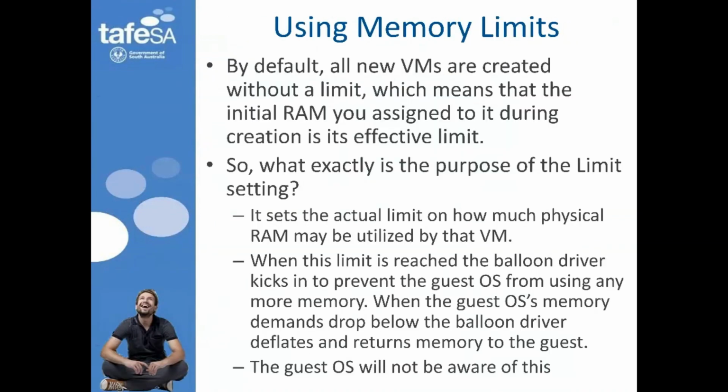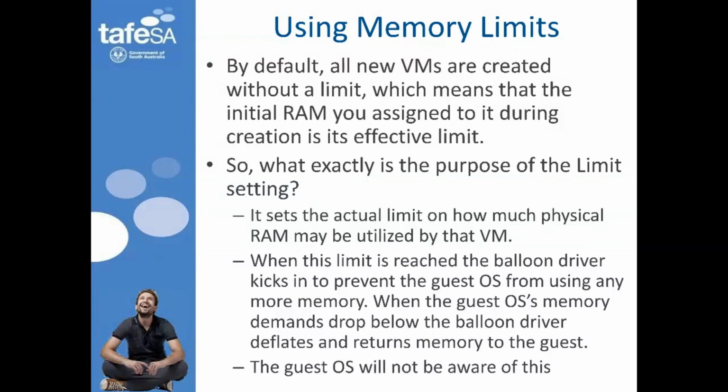What about limits? By default, all new VMs are created without a limit, which means that the initial RAM you assign to it during creation is effectively the limit. What does that mean? The virtual hardware, where you say it's got whatever RAM, that's the limit. So what's the point of the limit then? It's already got a limit from the virtual hardware. What's the point of limit?